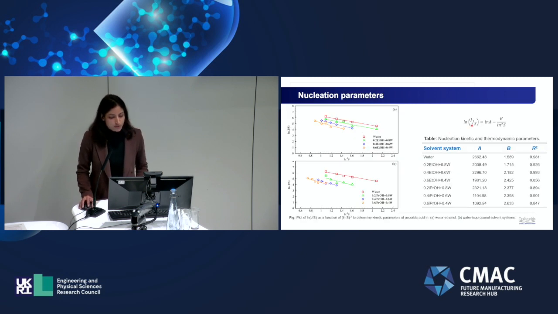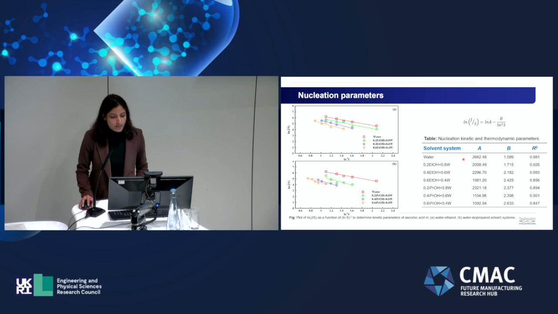Then further, using classical nucleation theory, the software determines the nucleation parameters by curve fitting this equation, which are plotted here. And from these graphs, the intercept and the slope will give us the parameters. This A is the kinetic parameter, which represents the number of active sites available for nucleation.